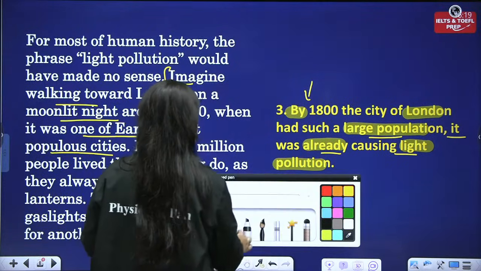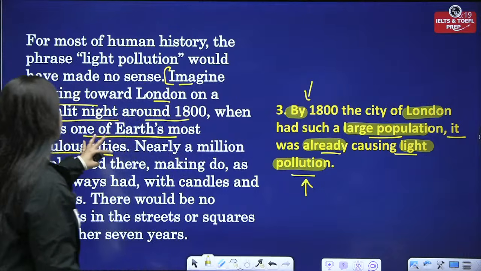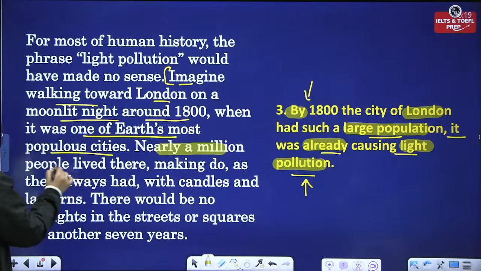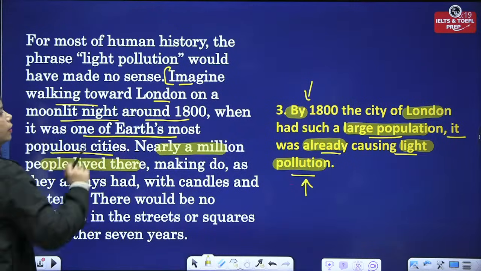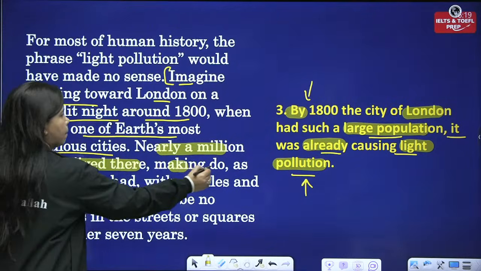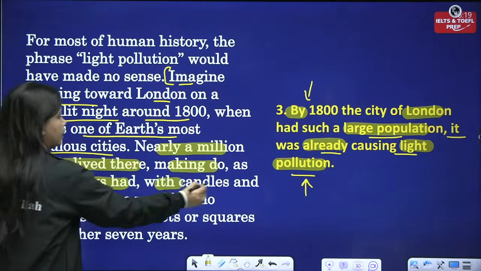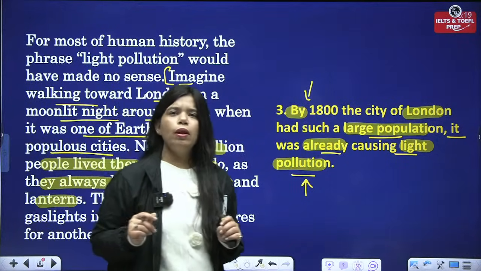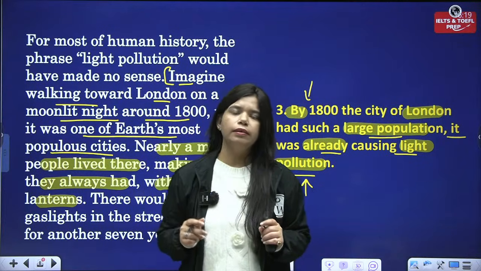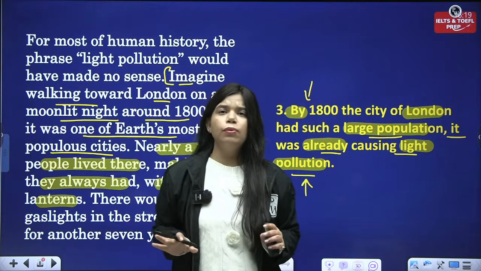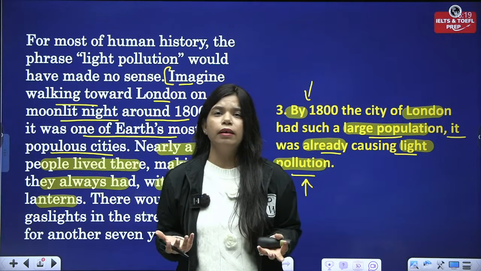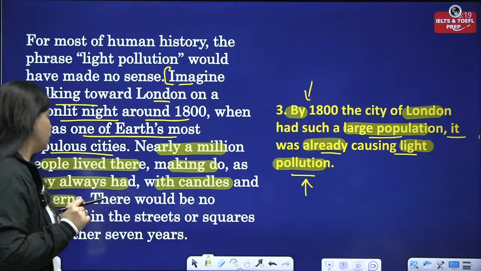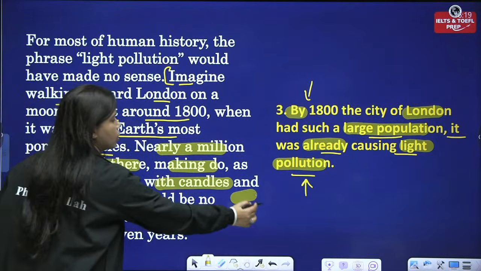Let's just highlight this for you. So it says one of the most populous cities. आगे देखो क्या लिखा है. Nearly a million people lived there. इतना populated था that nearly a million people lived there, making do as they always had with candles and lanterns. इसका क्या मतलब हुआ? Making do as they always had with candles and lanterns. That means ये पॉपुलेटेड सिटी ज़रूर थी पर ये लोग अपना काम कैसे चलाते थे? ये अपना काम चलाते थे lanterns and candles use करके. आगे देखो क्या लिखा है. This is the main punch line.